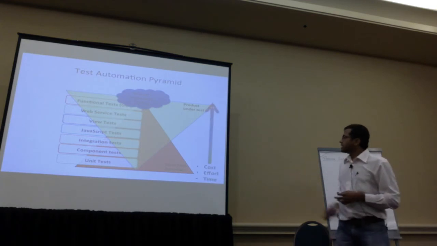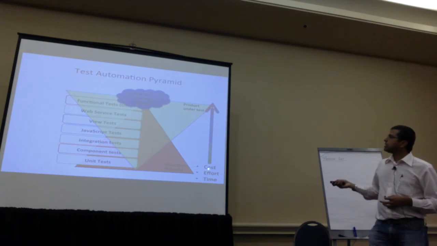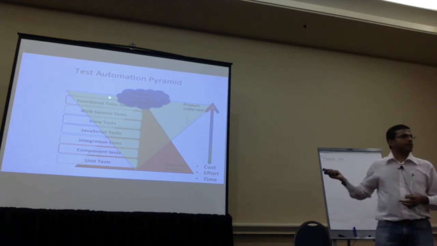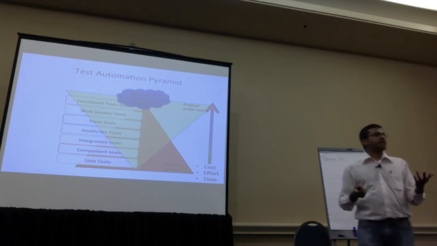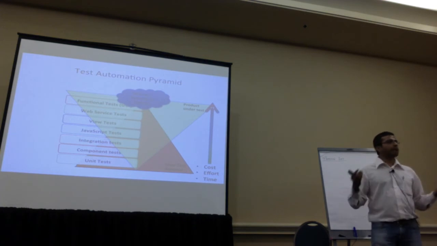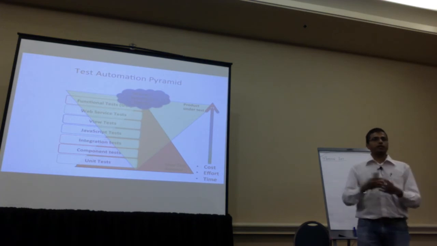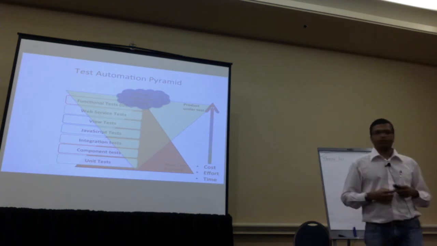The other aspect is the time, effort, and cost keeps going up as you traverse the pyramid. The time to execute the test, in case of unit tests, might be milliseconds or seconds. In case of functional tests, it might be a good few minutes or tens of minutes for that matter, depending on what scenario you are trying to automate from a functional UI perspective.